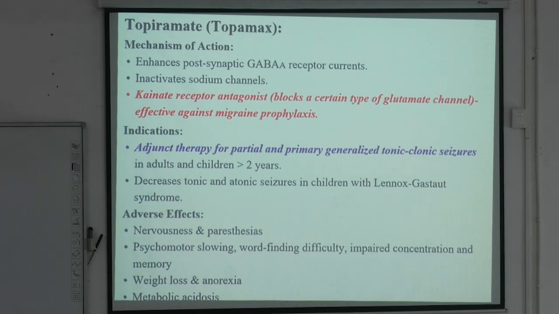Okay, indication: adjunct therapy for partial and primary GTCS, decreases tonic and clonic seizures in children with Lennox-Gastaut syndrome. Adverse effects: nervousness, paresthesia, psychomotor slowing, weight loss, and metabolic acidosis. So basically GABA receptor current ke activate kore, inactivates the sodium channel, and kinase receptor antagonist. That is why it is also effective against migraine prophylaxis.